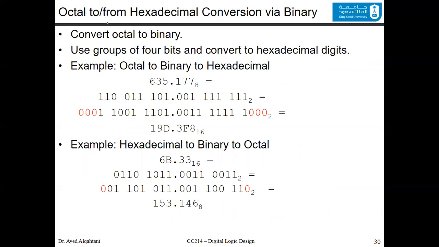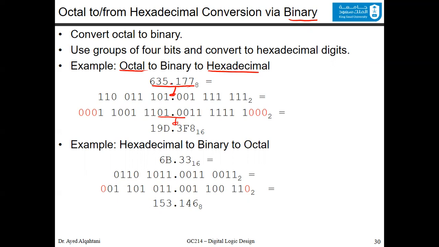If you want to convert from octal to hexadecimal or from hexadecimal to octal, there are many ways. The easiest one is to do the conversion via the binary system. So what do you do? If you want to convert from octal to hexadecimal, do the conversion from octal to binary, and then do the conversion of this result to the hexadecimal.